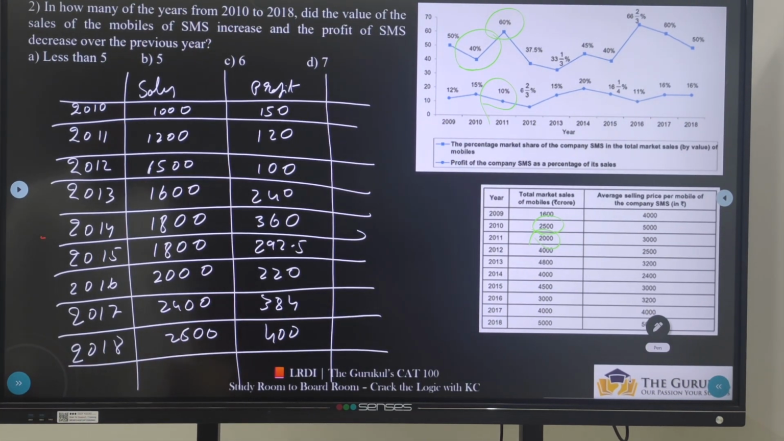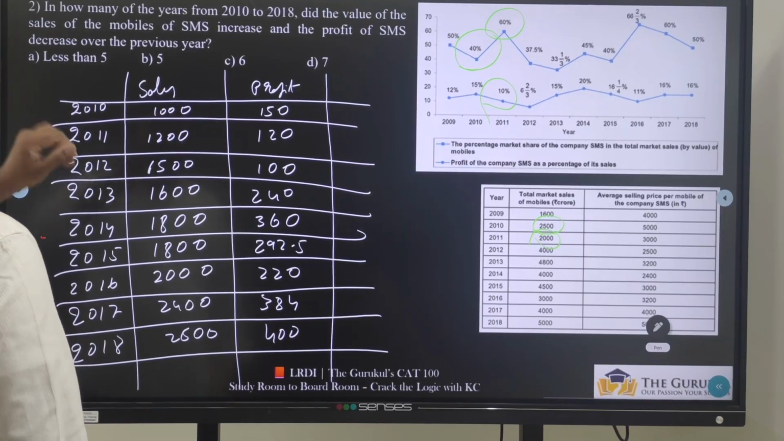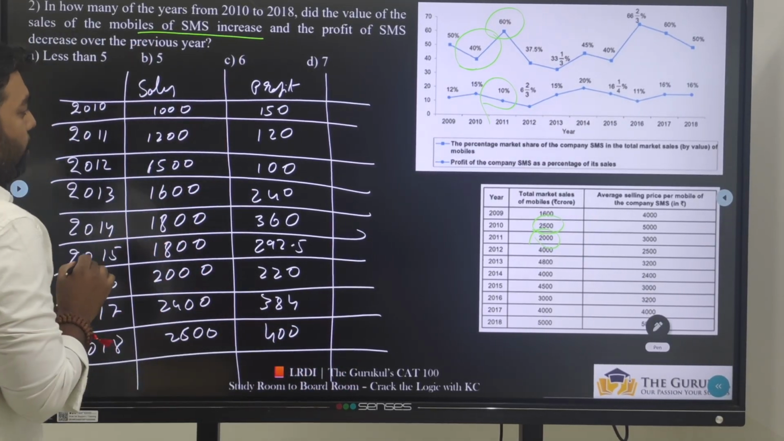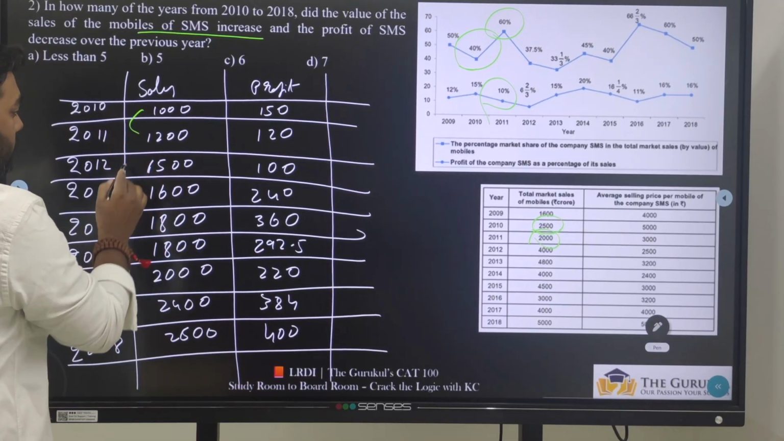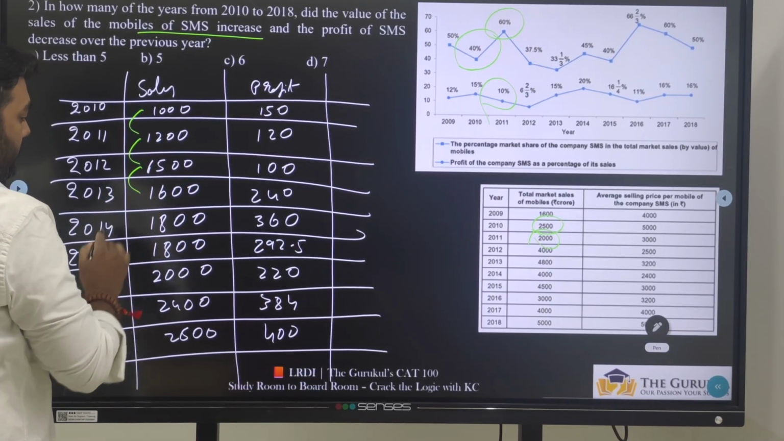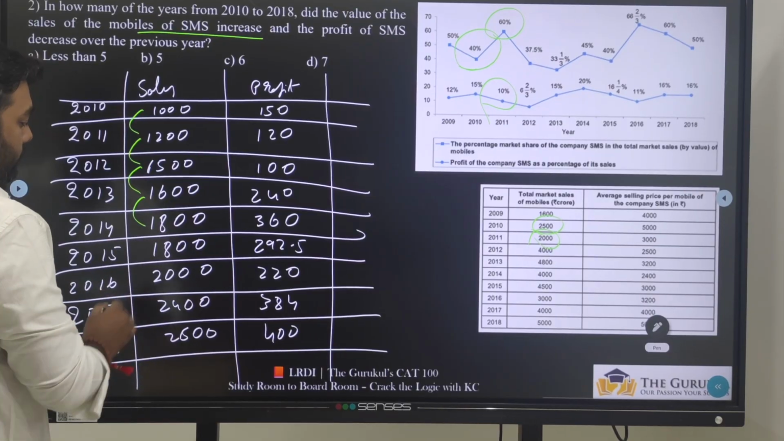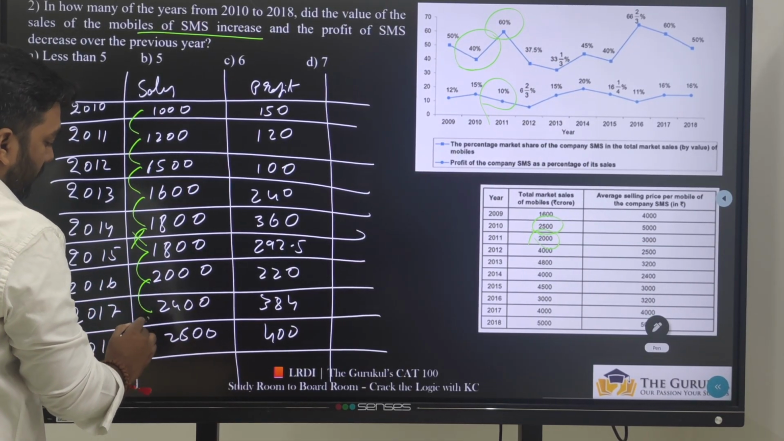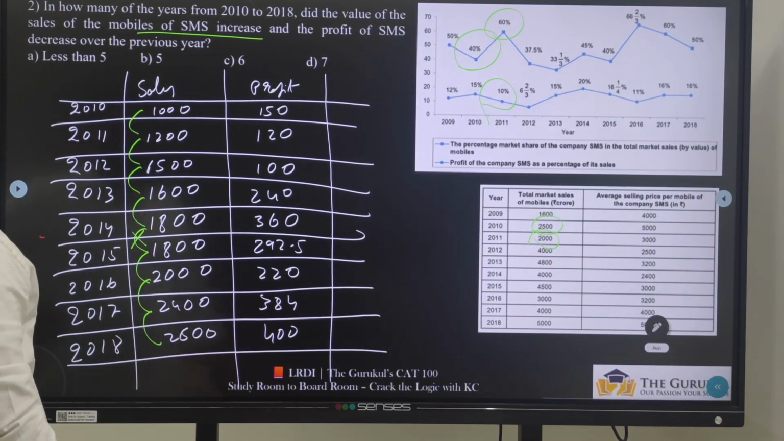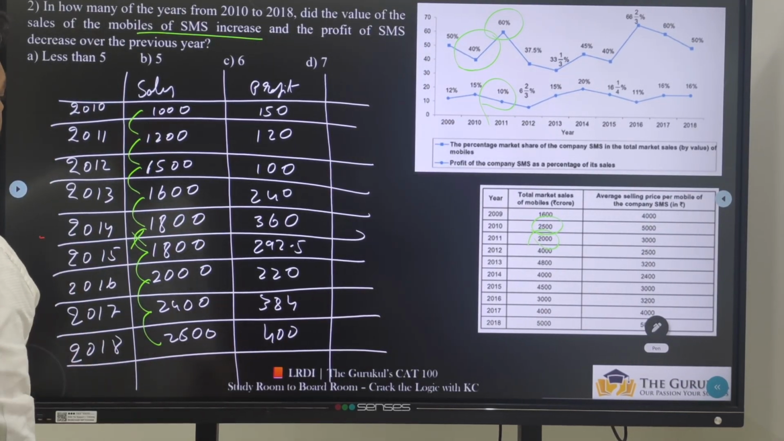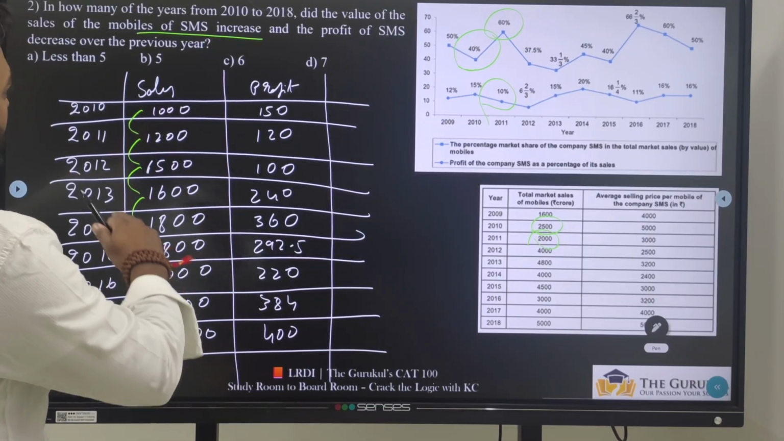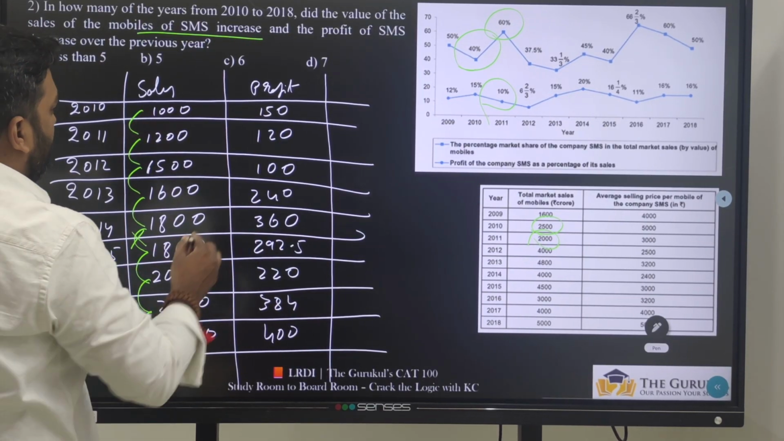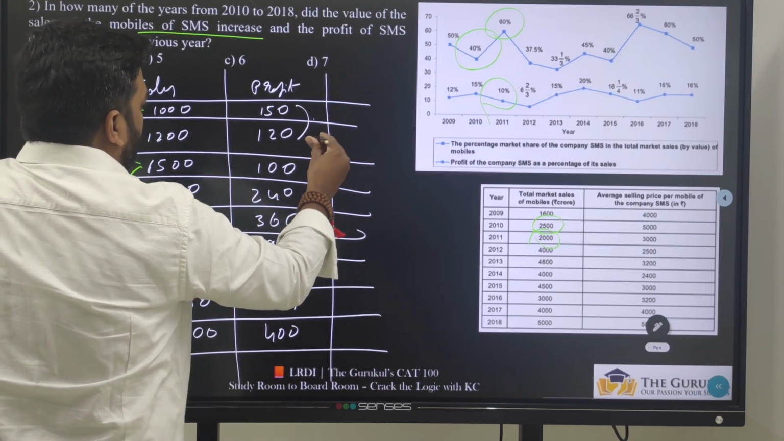Now let's see what is happening. They are asking us for the value of the sales to increase. Let's see how many times the value is increasing. 1, 2, 3, 4. This is not happening. This is happening. This is happening. And this is happening. Value of the sales of SMS are increasing. Very good. Now at the same time, profit decreases over the previous year. This is decreasing. Very good.